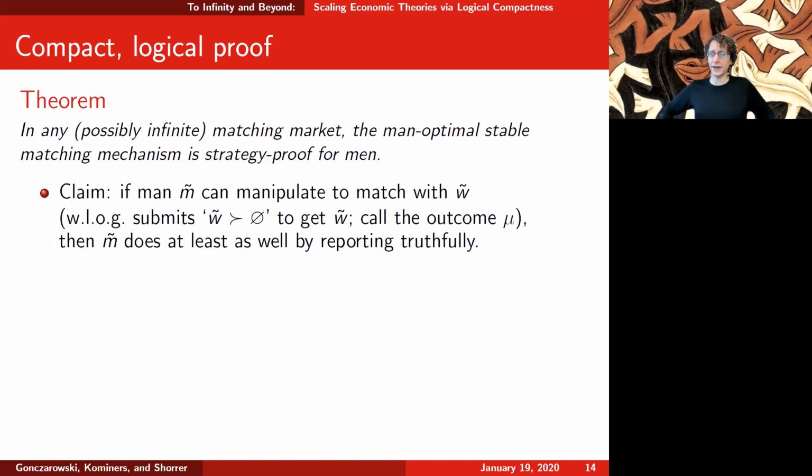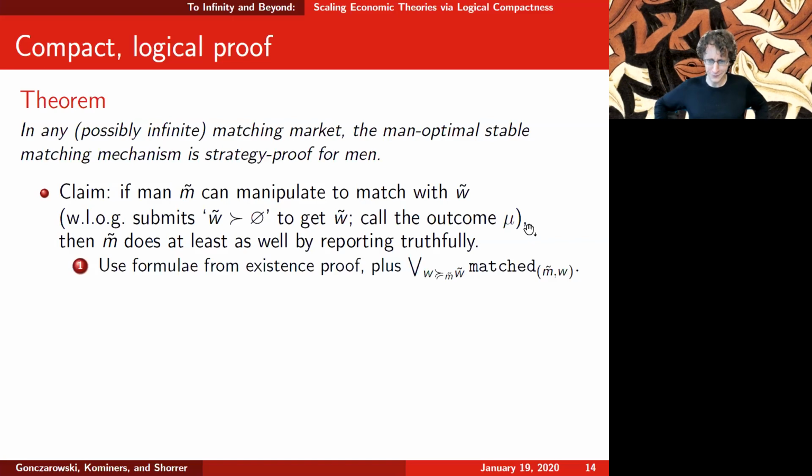It turns out that it's without loss of generality to just prove this claim in the case where M tilde manipulates in a very specific way. He just submits W tilde as preferred to the empty set. The reason being that if, under some preference revelation, he ends up with W tilde, this will also get him to W tilde, and you can prove that quickly. So let's call the associated outcome when he submits W tilde as preferred to the empty set mu.